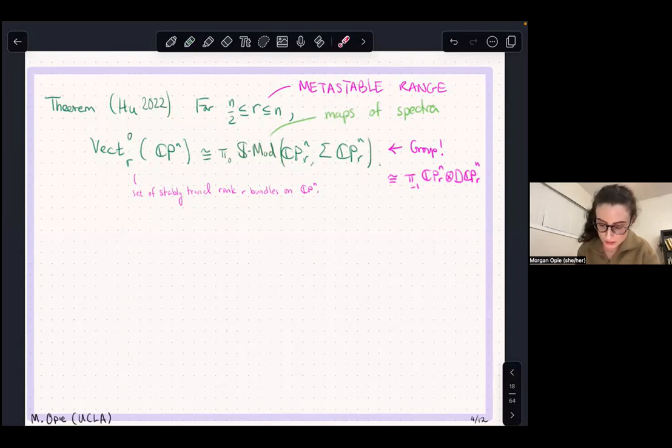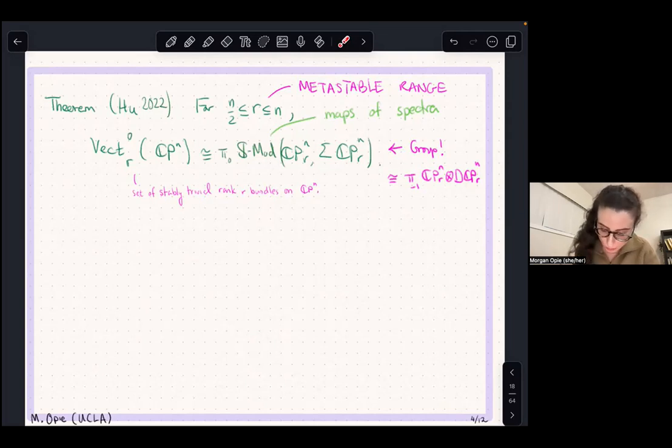And I just want to note, because it'll be useful, that I can also think about this as pi-1 of this spectrum where D is the Spanier-Whitehead dual. So I just moved things around a little bit here because it's going to be useful to be able to think about this as just a homotopy group of some spectrum. Nothing too fancy going on there.